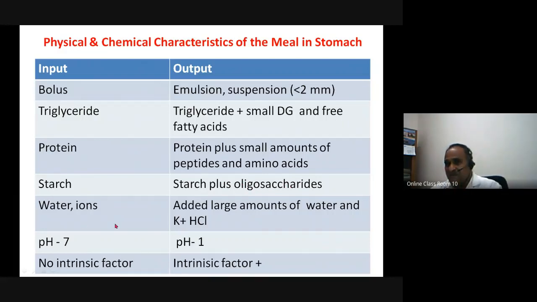That's only a priming. Then a large amount of water and ions are added to the gastric juice, especially HCl and potassium, which are necessary. That is the output here. Then we have the pH. It is 7 at the time of input, and now it is 1. There is no intrinsic factor in the input, but there is intrinsic factor in the output. So this is the difference between what is coming from the mouth and what is in the stomach. That is the output of the stomach, which is entering into the duodenum.